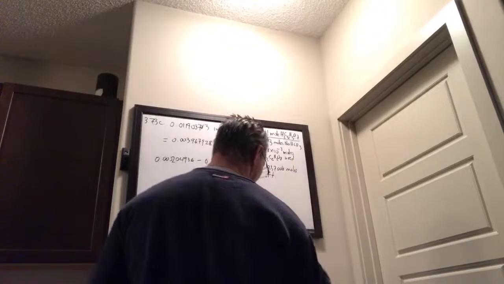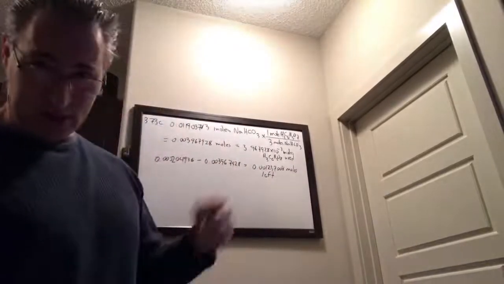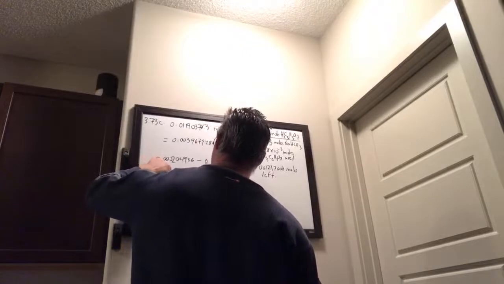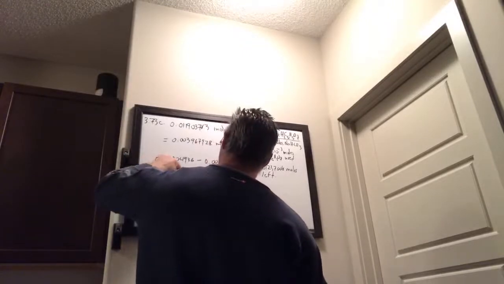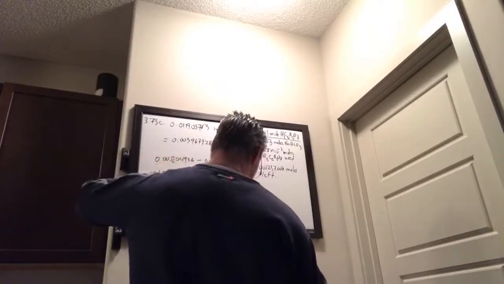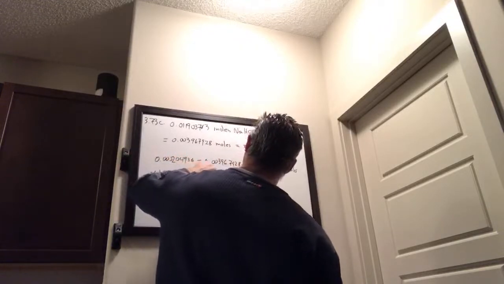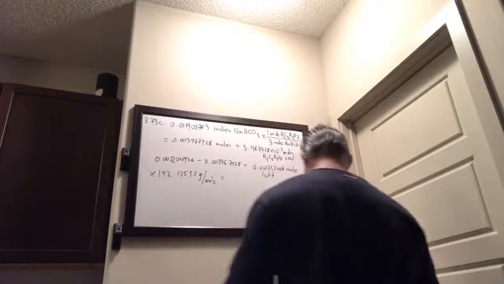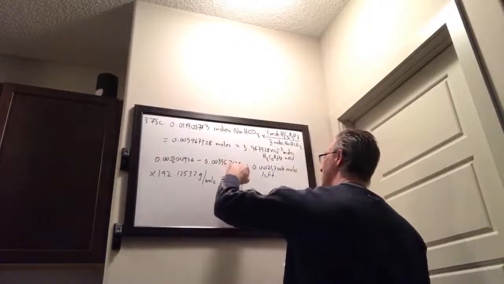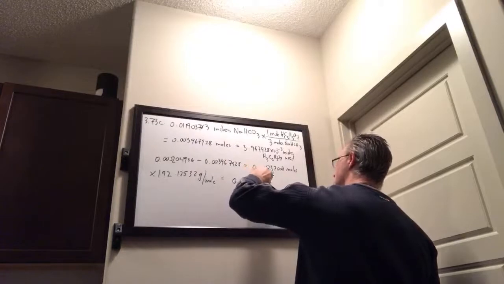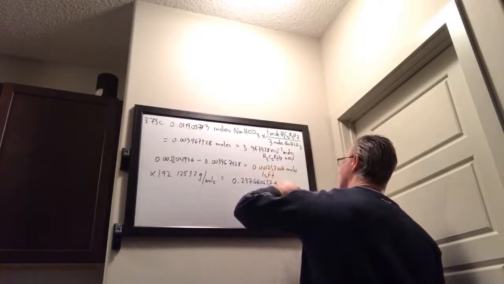Multiply that by the molar mass of citric acid, which you calculated earlier in the problem. So you're going to multiply that by 192.12532 grams per mole. And what you get is that at the end, there are 0.237660622 grams of citric acid left.